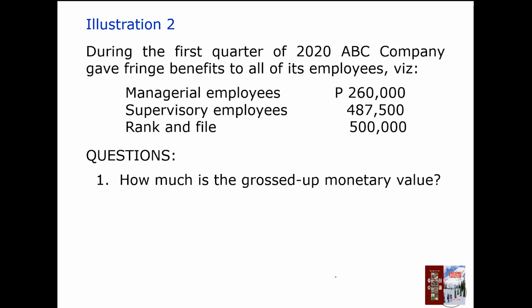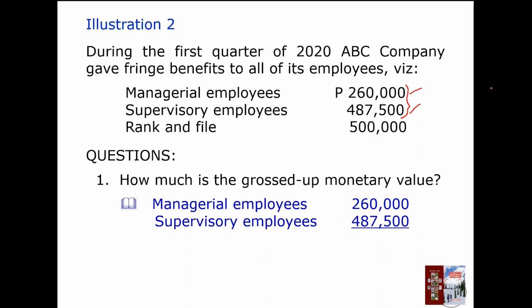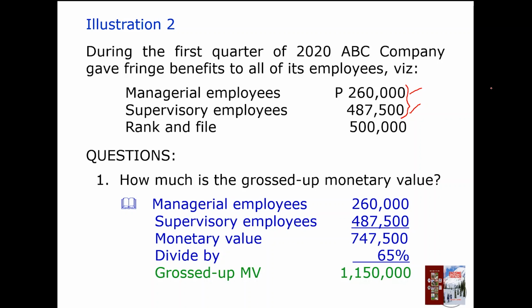How much is the grossed up monetary value? Again, how to compute the grossed up? Monetary value divided by 65%. O, magkano ang monetary value? Eto. How about this one? Yes. How about this one? No. So the total of the amounts received by the managerial and supervisory employees. Ayan. Total monetary value. Divide by 65%. And we have the grossed up 1,150,000. We now have the gross up.